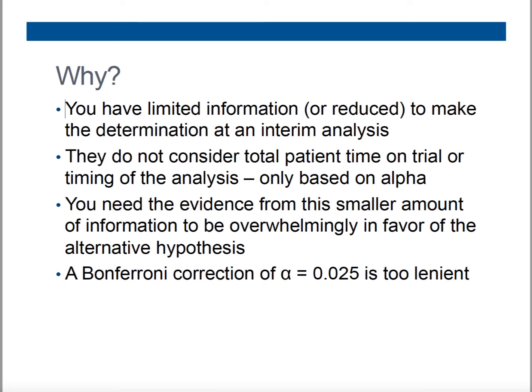In an interim analysis, all of your participants come from your same sample area. And if you are using them to test the endpoint at time period T and then at time period T2, it's the same group of patients. In a standard multiple testing situation, we're attempting to divide the samples into separate groups. Here, we have the same set of patients every time we're doing the testing. So we'd be looking for evidence from a small amount of information to be overwhelmingly in favor of an alternative hypothesis, and simply doing a Bonferroni correction of 0.025 is going to be too lenient.